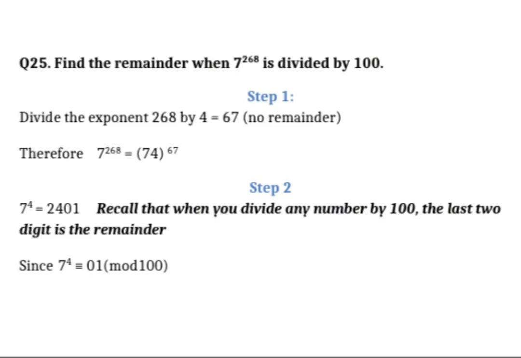And again, you recall that when you divide any number by 100, the last 2 digits is the remainder. Check it out. If you divide any number by 100, the last 2 digits is the remainder. Now what this means is that 7 raised to the power 4 is equivalent to 01 in modulo 100. So our final answer is 1.